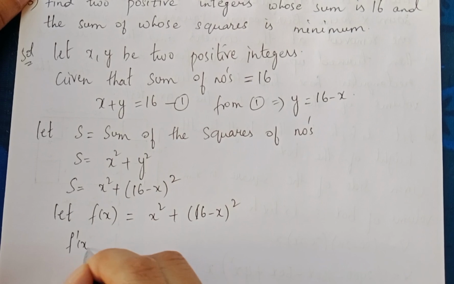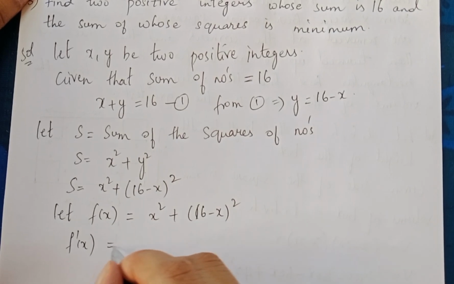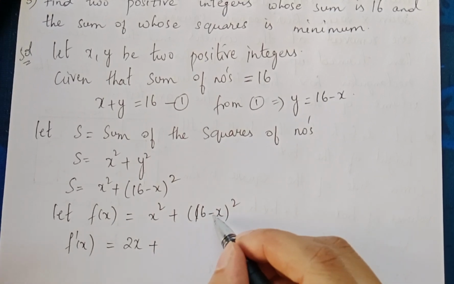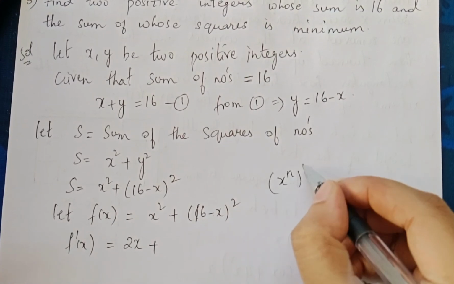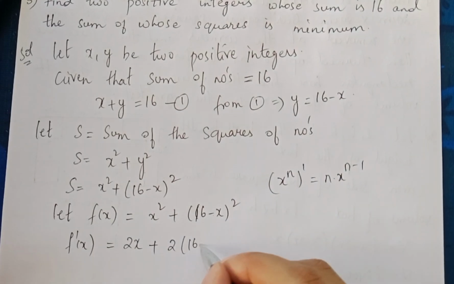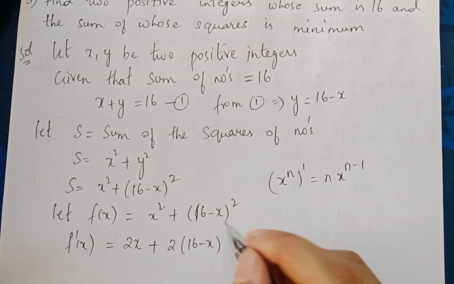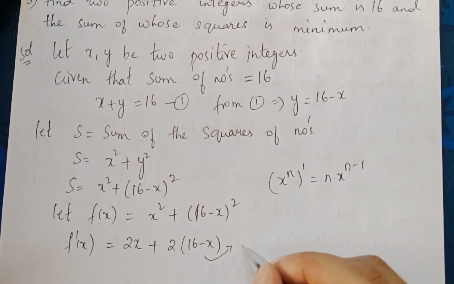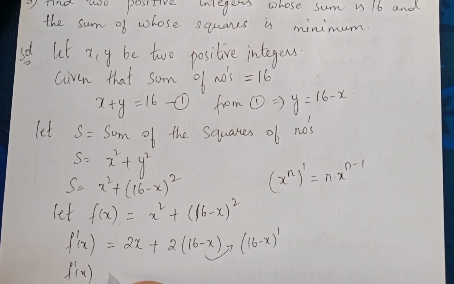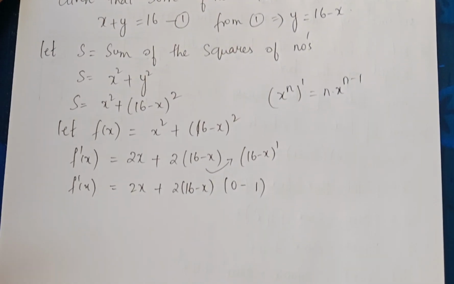Differentiate this function with respect to x, so f dash of x is equal to the derivative of x square, which is 2x, plus, this is in the form of x power n. The derivative of x power n is n into x power n minus 1. So here n is 2, 2 into x is the same thing, and n minus 1 is 1. As this is not just x, we take the derivative of the inside again, so it is the derivative of 16 minus x. So we'll get f dash of x is equal to 2x plus 2 into 16 minus x, the constant's derivative is 0, and x's derivative is 1. So here we'll get minus 1, right?